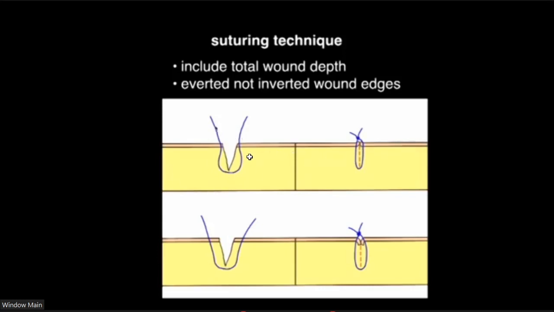And the second, you can notice that I put the suture through the whole depth of the wound, to include the whole depth of the wound. This is how I do it. Suture near the wound edge, involving the full thickness of the wound.